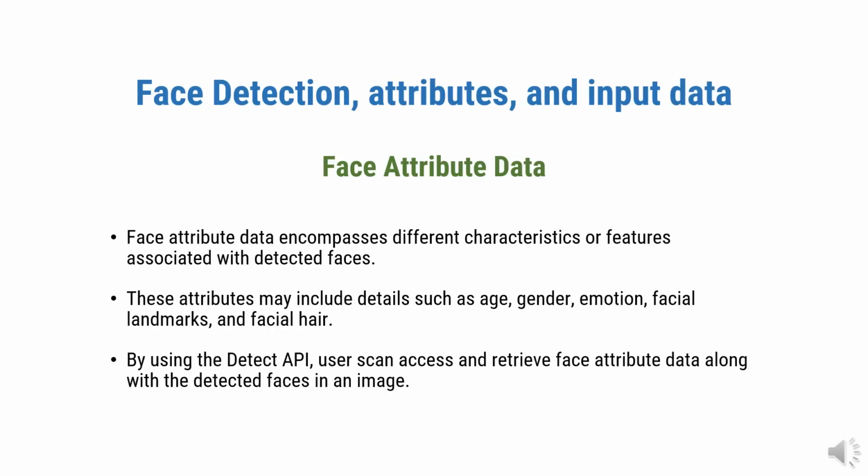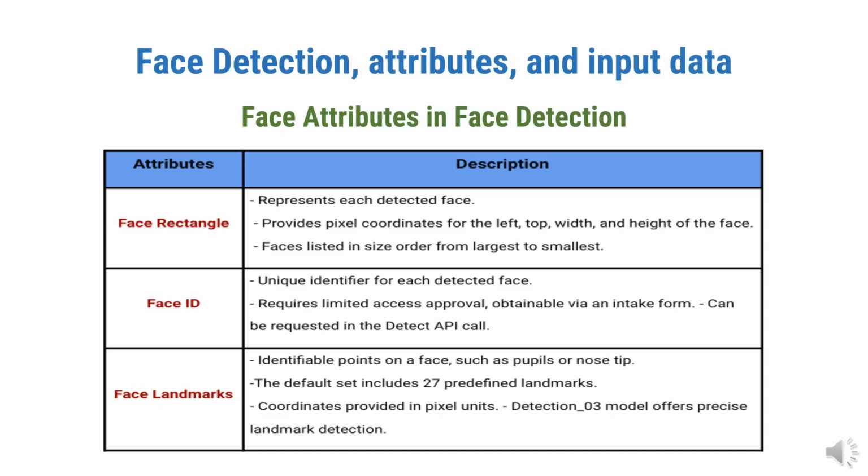Face attribute data. Face attribute data encompasses different characteristics or features associated with detected faces. These attributes may include details such as age, gender, emotion, facial landmarks, and facial hair. By using the Detect API, users can access and retrieve face attribute data along with the detected faces in an image. Face attributes in face detection: face rectangle, face ID, and face landmarks.